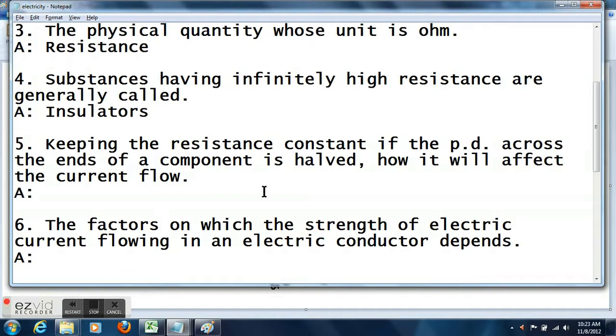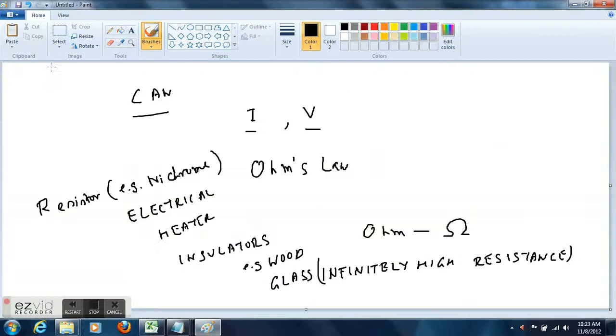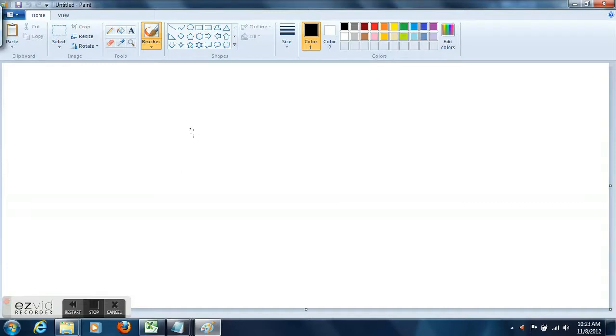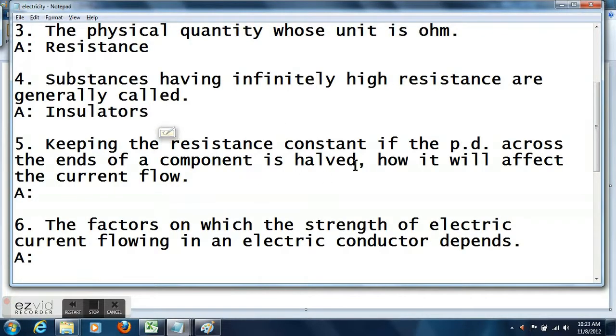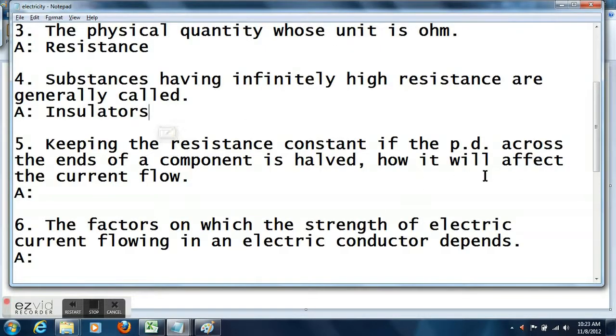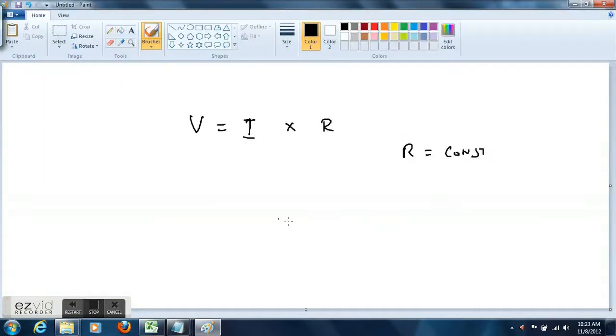Keeping the resistance constant, if the potential difference across the ends of a component is halved, how will it affect the current flow? Now let us look into Ohm's law again. Let me bring a new board. Formula is V equal to I into R. Now resistance is constant, so R is constant, and the potential difference is halved, so from V it will become 1 by 2 V.